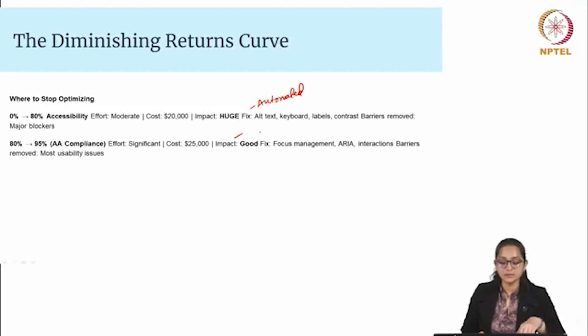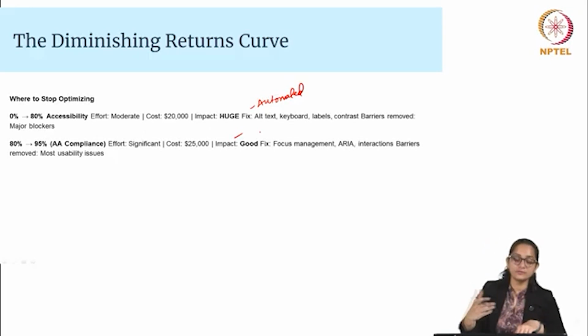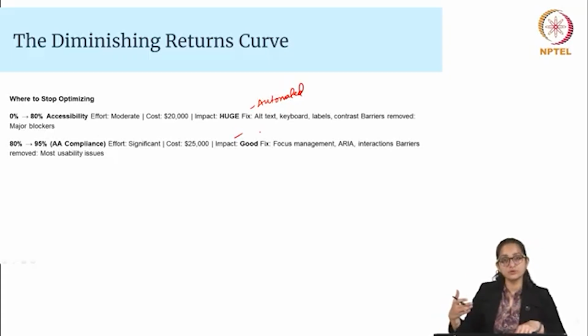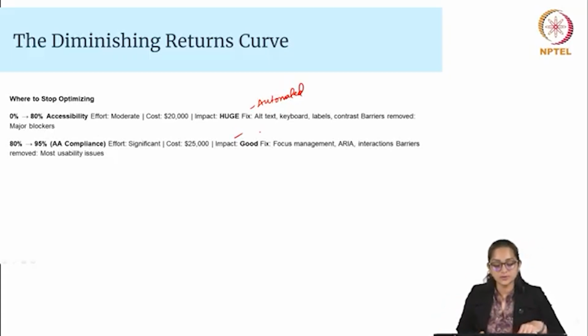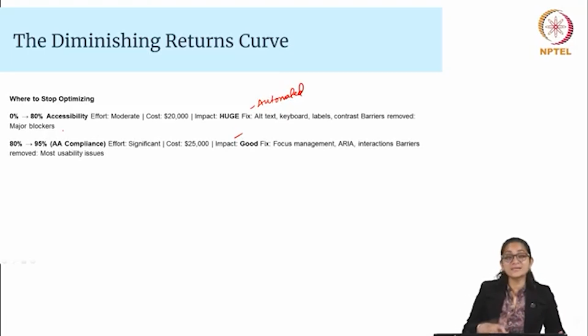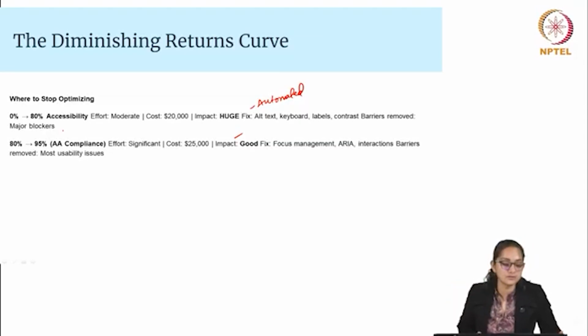And AA compliance is also a legal requirement. The effort is significant from 80 to 95, and the costs may be roughly the same or more than the previous 80%. But the impact is good. It fixes the focus management, the ARIA labels, the interaction barriers, and most usability issues are covered by 95%.